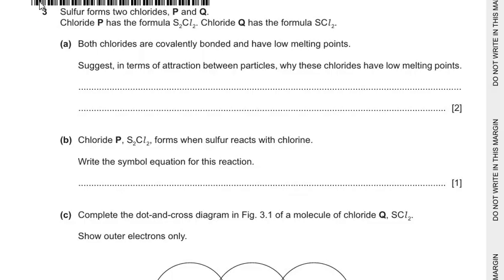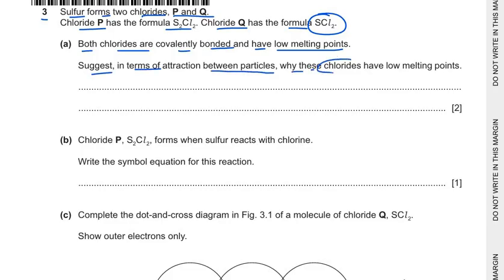Here is question 3. Now sulfur forms two chlorides P and Q. Chloride P has the formula S2Cl2 and chloride Q has the formula SCl2. Both the chlorides are covalently bonded and have low melting points. Suggest, in terms of attraction between the particles, why these chlorides have low melting points.